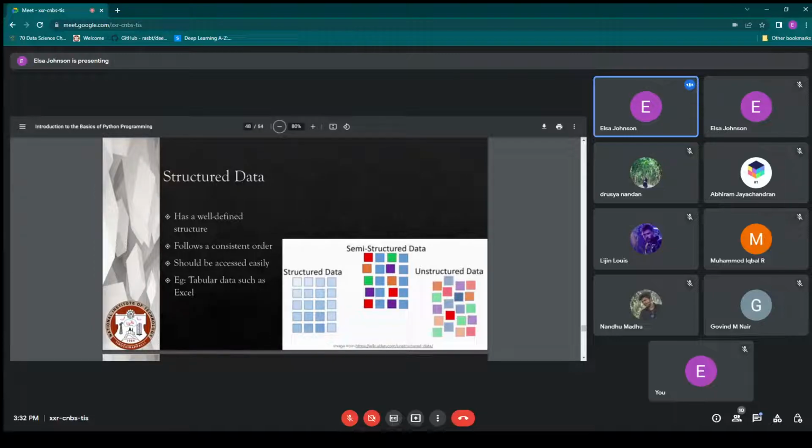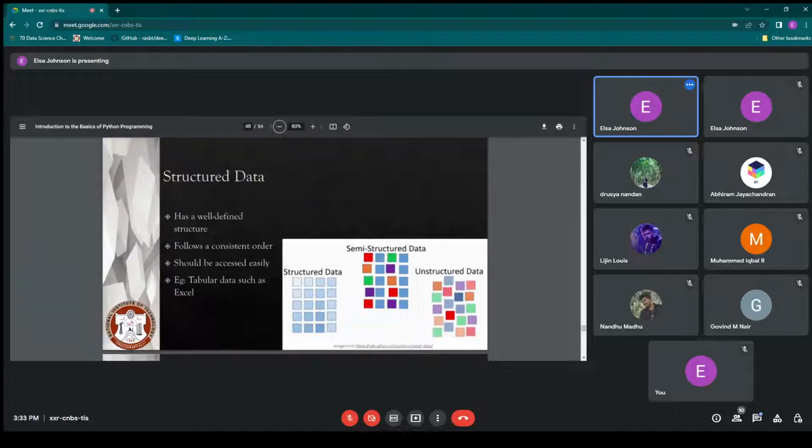But look at unstructured data. Is there any way to access a particular piece of data from that? It doesn't have a structure. It's not divided into rows and columns. It's randomly structured. Semi-structured data comes in between the structured and the unstructured. Some columns might have some structure, some might not. So when you are analyzing data, you'll come across all these three different types.